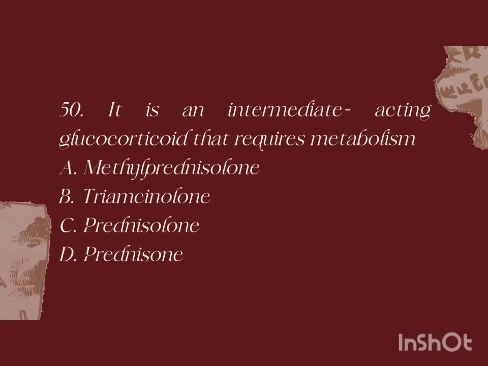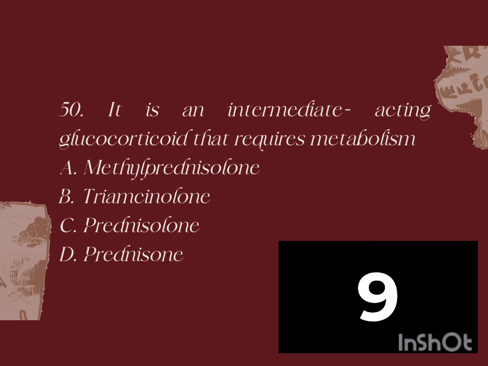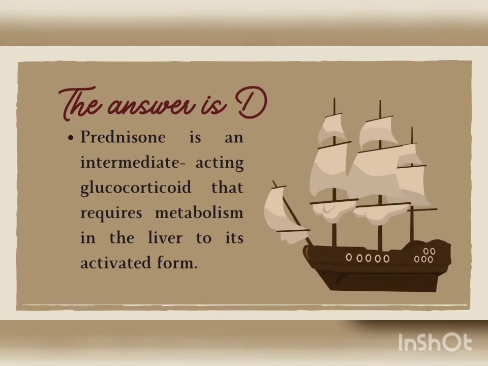Number 50. It is an intermediate-acting glucocorticoid that requires metabolism. A. Methylprednisolone, B. Triamcinolone, C. Prednisolone, D. Prednisone. The answer is D. Prednisone is an intermediate-acting glucocorticoid that requires metabolism in the liver to its activated form.